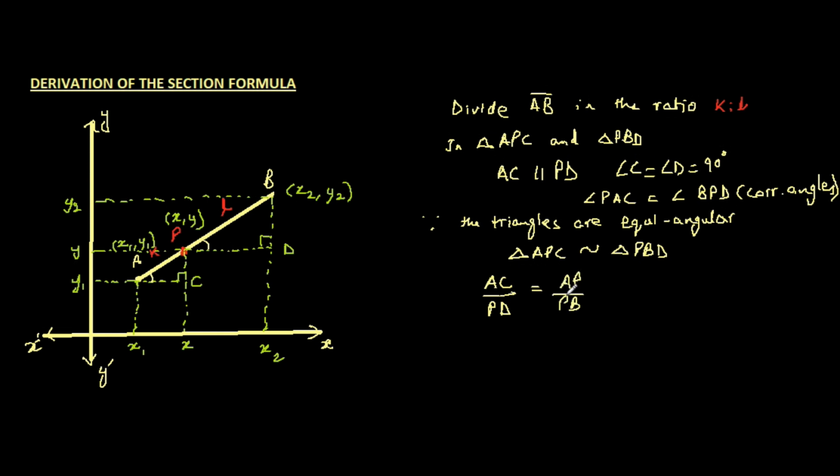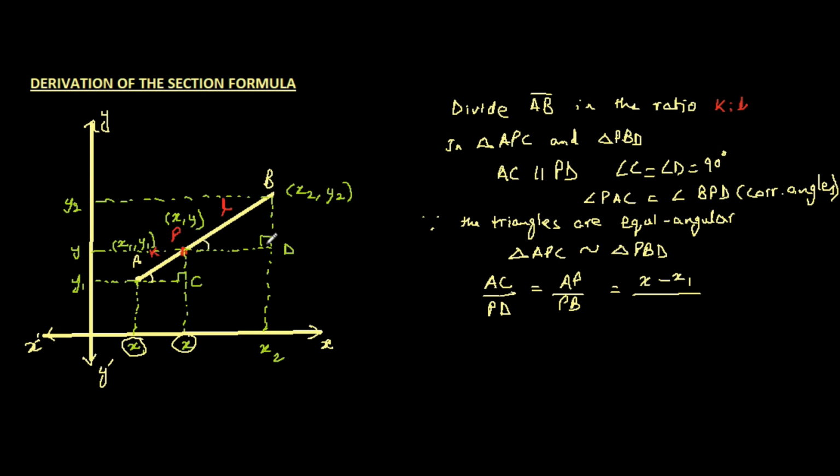Now let us find the length of these sides. What is AC here? Because we can say that this line is parallel to the x-axis, to find the distance between these 2 points we just subtract the x coordinates. So AC will be equal to x minus x1, starting from x here and going to x1. So that should be equal to x minus x1 over PD.